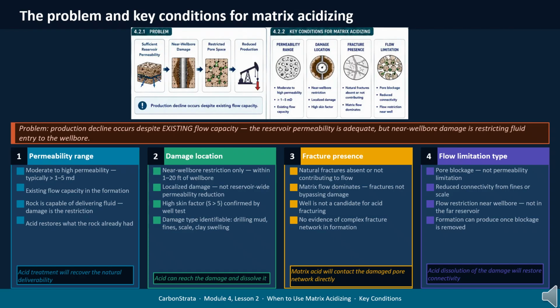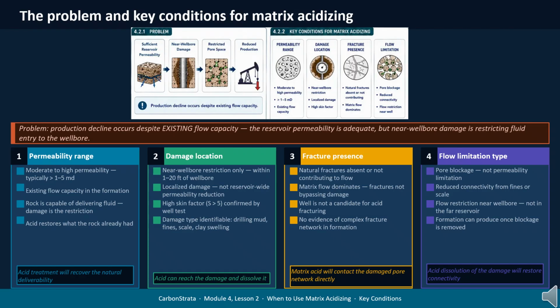Now move to the 4 blocks. Do not read them as sequence. Treat them as conditions. All 4 must be satisfied. First block. Permeability. The formation must already be able to flow. If this is false, stop here. Acidizing is eliminated.